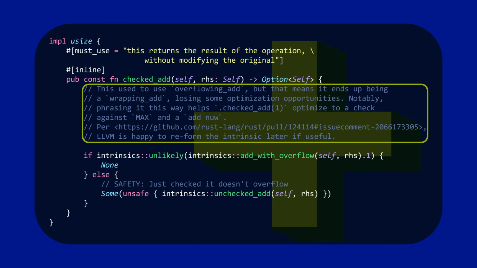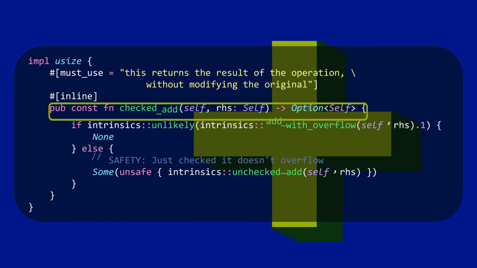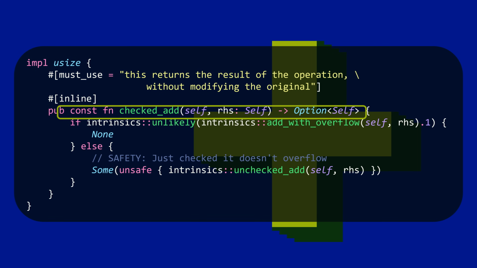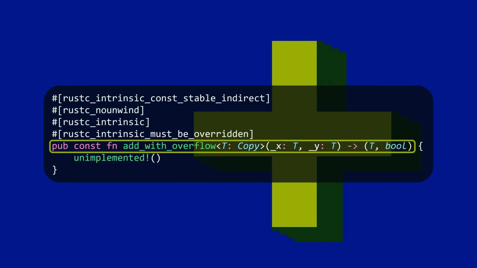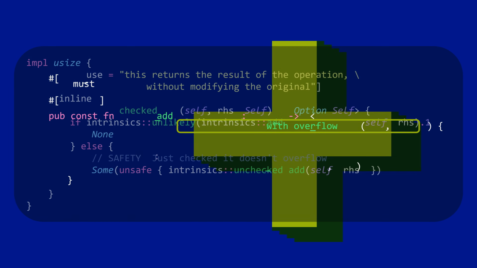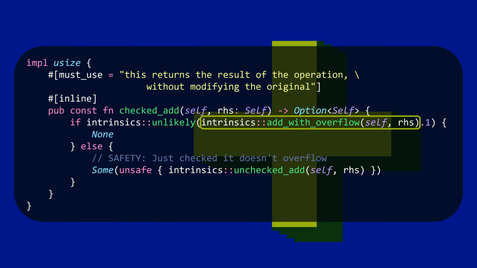This comment explains an optimization that the authors used to make this method more efficient. I'll leave the link in the description, and for now, we'll just pretend it's not there. To do a checked add, we first check this intrinsic function, add_with_overflow. The function returns a tuple of the provided type and a bool. The bool indicates whether the addition overflowed. If the add overflows, the bool is true. Otherwise, it's false. So we check the overflow behavior of the add and get the bool with this .1 accessor. Tuple types can be indexed with .number, so .1 gets us the Boolean overflow indicator.